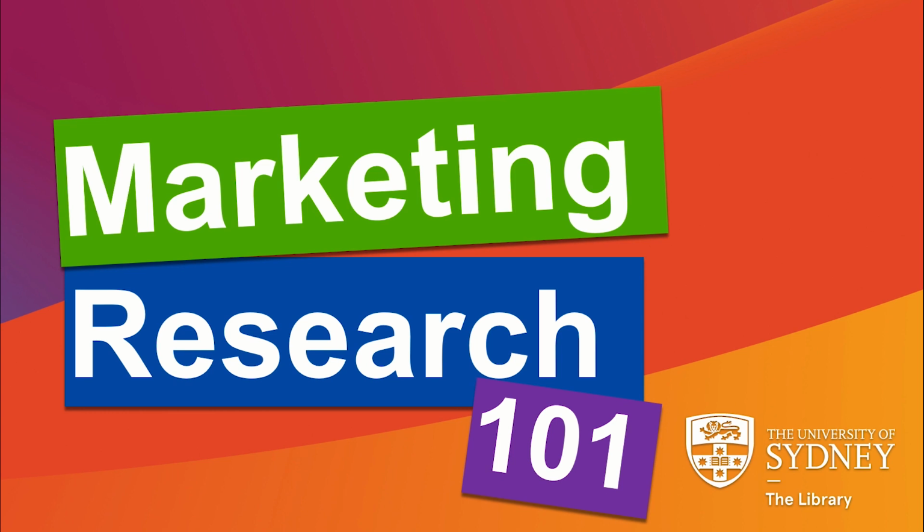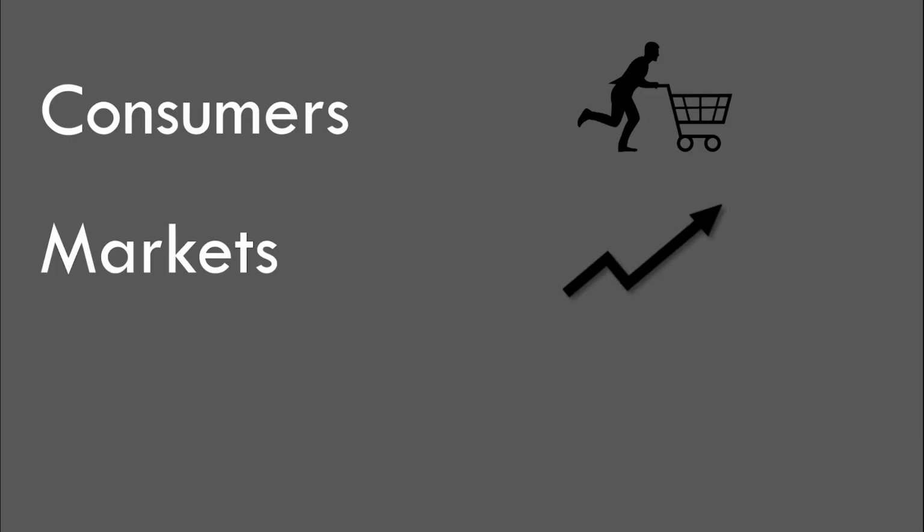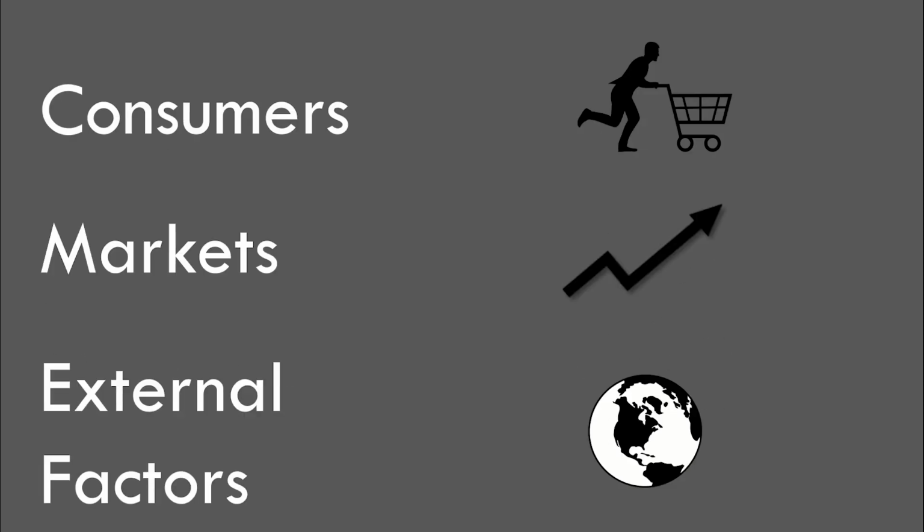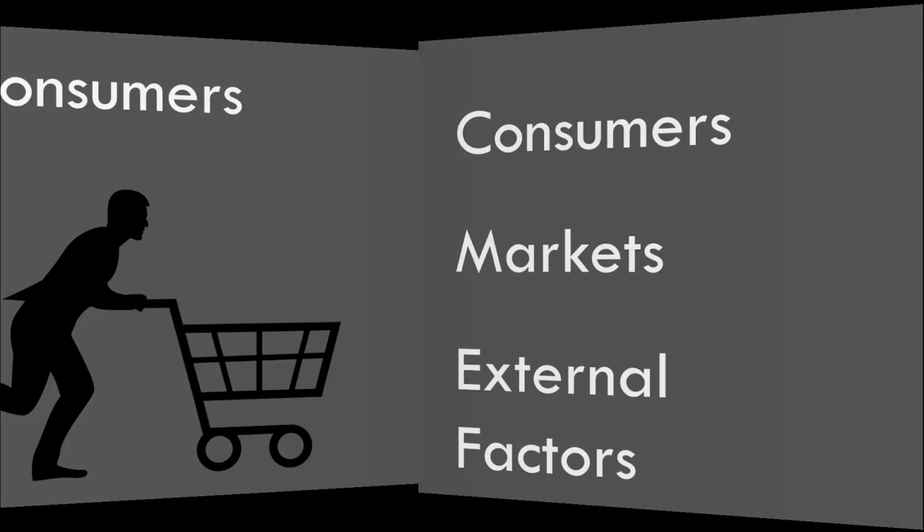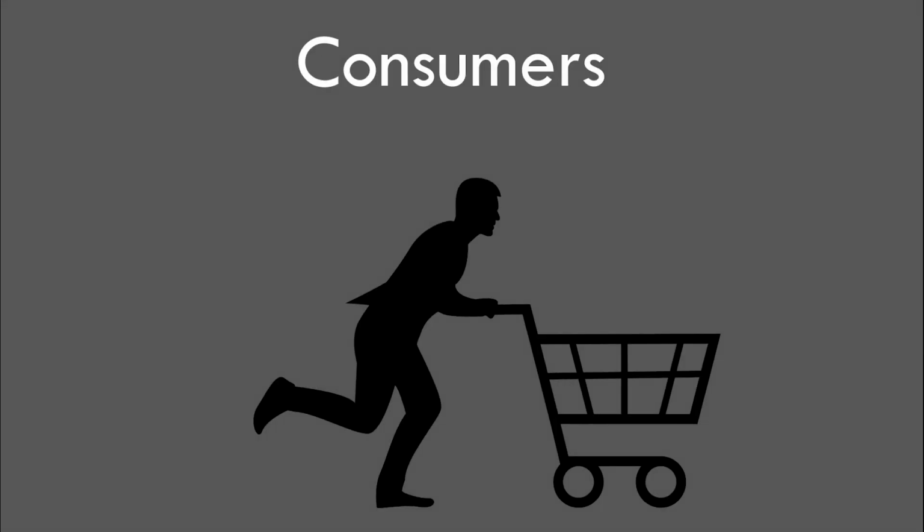This short video will give you some helpful tips to get started in doing marketing research. There are three main factors you need to consider when you're getting started in marketing research: consumers, markets, and external factors. Thinking about these three areas before you start your search will make sure you get your research off on the right foot.